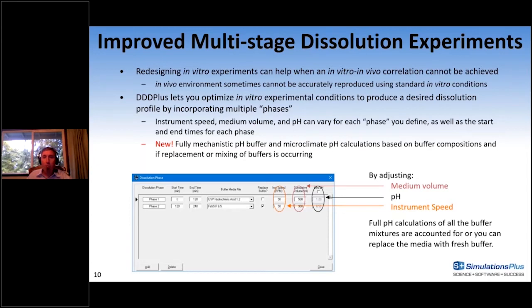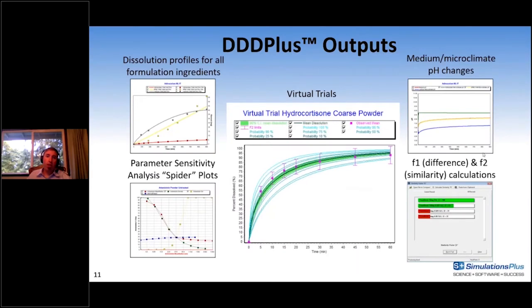The outputs that you get from the simulation are the dissolution profile for all formulation ingredients shown on the upper left, the media microclimate pH changes, which is shown on the upper right. You can do parameter sensitivity analysis. So if you have different doses, different amounts of some excipient, different particle size, you can look at the effects on the amount released versus those key variables.